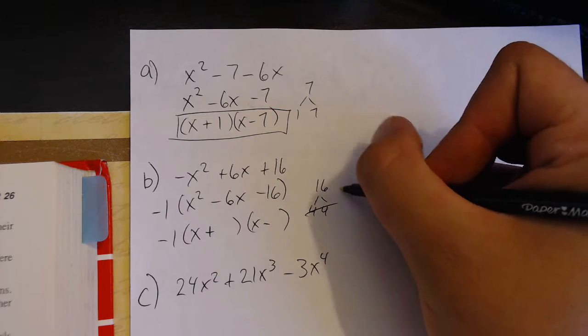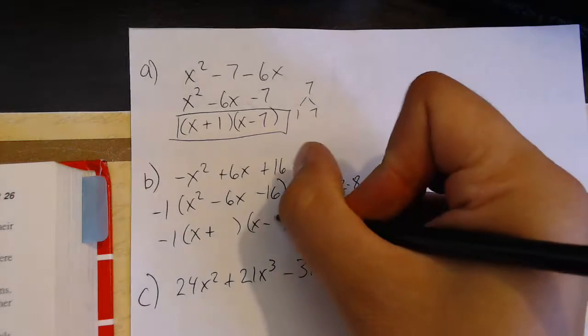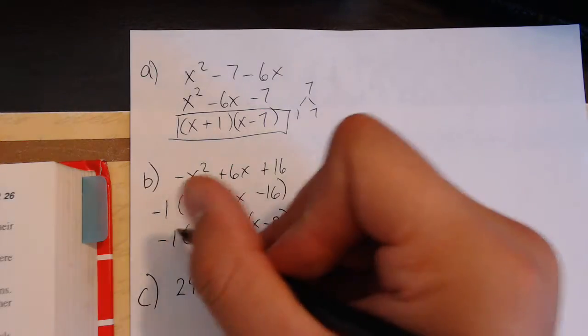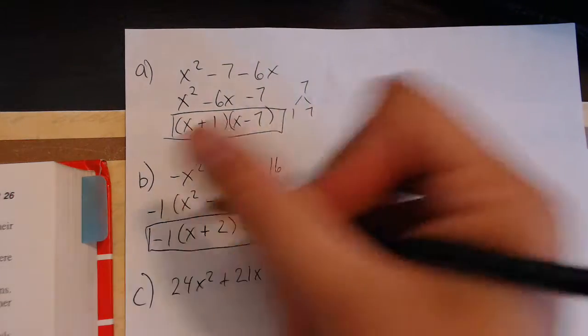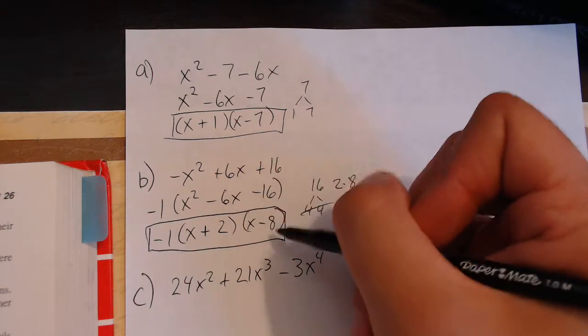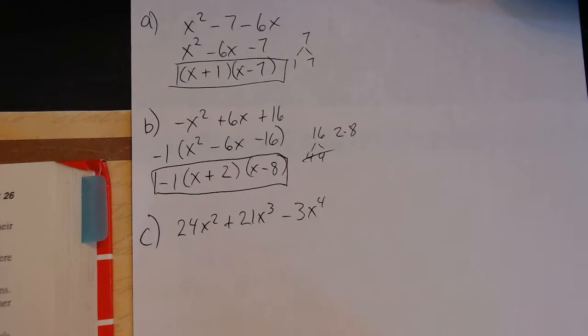Let's try 2 and 8. If we use 2 and 8, we could get -6. We could put 8 there, we could put 2 there, and then we've got -1, 2, yep, we're done. That's it. So as long as these 2 numbers multiply to that number and then add up to that number, we're good. Now the last one gets a little more tricky.